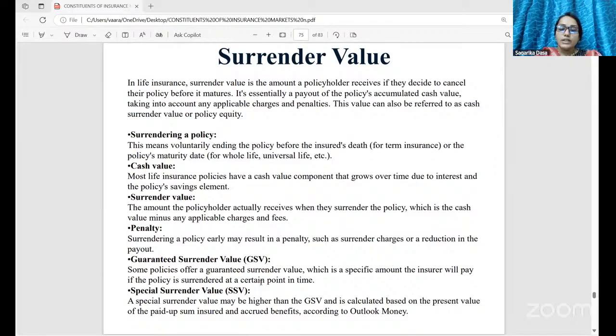Now, special surrender value is higher than the guaranteed surrender value and is calculated based on the present value and accrued benefits, that is, outstanding benefits. So these are the two types of surrender values that are available. So this is about surrender value.